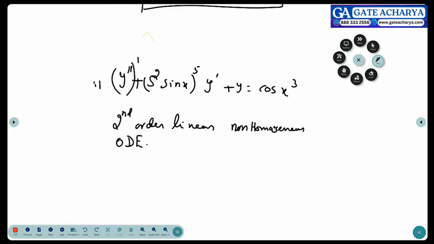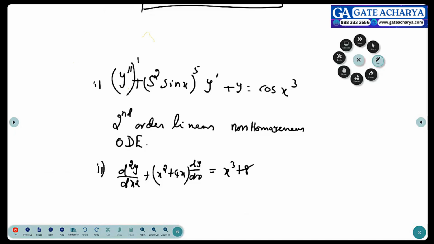So this is one, and the second is d square y by dx square plus (x square plus 4x) into dy by dx is equal to x cube plus 8. This is also a second order linear non-homogeneous ordinary differential equation.